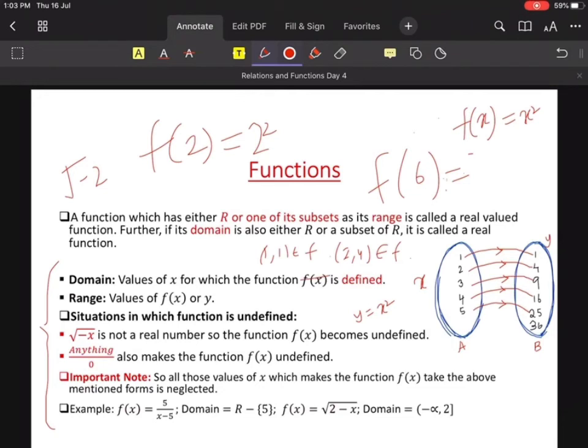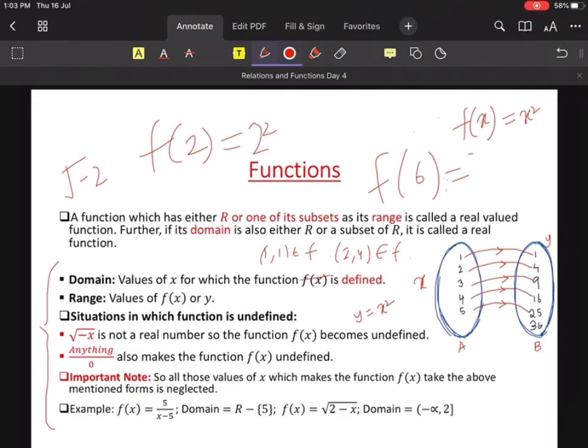What was the definition of domain? Values of x for which the function is defined, right? If the function is undefined, then who cares about the values of x? I will forget the value of x because the function gets undefined, right? Am I clear? Because the values of x for which the function is undefined, I don't care about them, because the domain is the values of x for which the function is defined. Are you clear about this one?